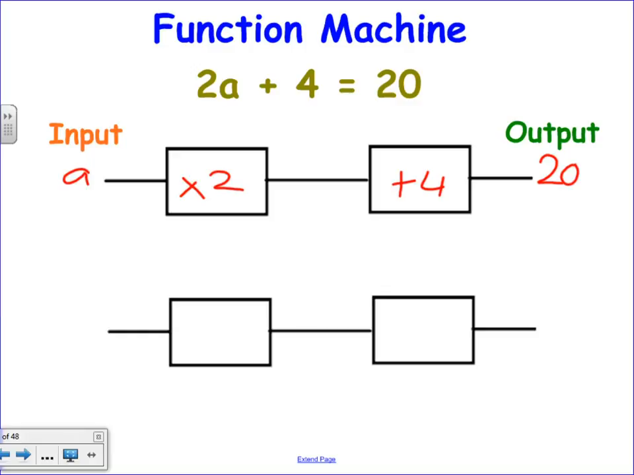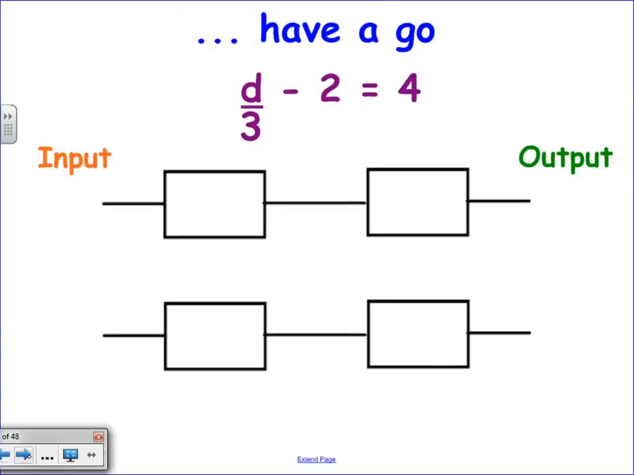Everyone get that? Then coming back the other way, I stick in 20. I take away 4, so it gives me 16. Divide by 2 gives me 8. I put 8 in there. 2 8s are 16, plus 4 is 20. See how they work? Not particularly difficult. That's probably the hardest one they can ask, but have a go.